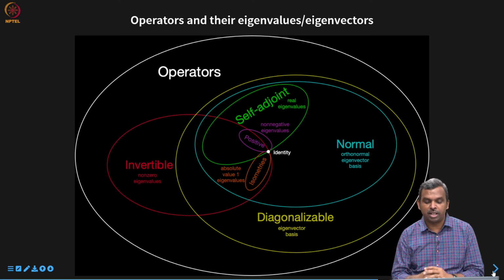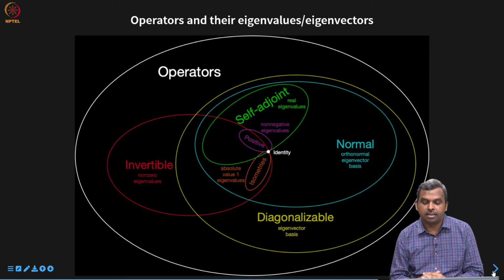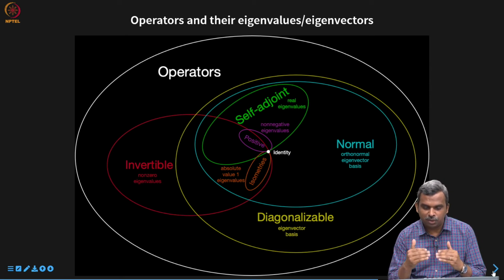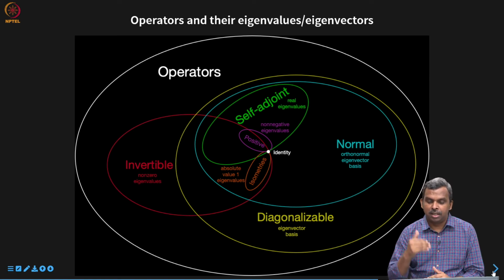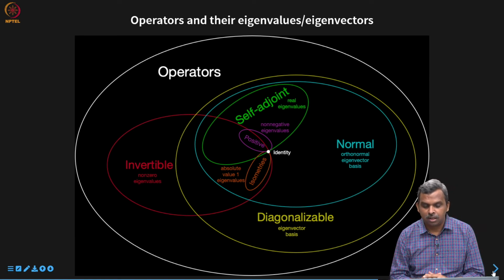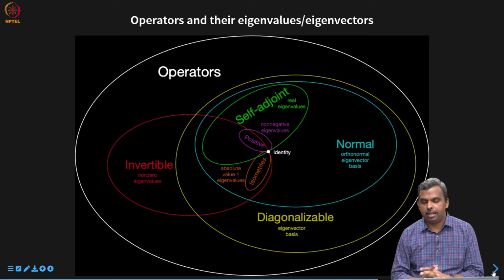So this picture tells you how eigenvectors and eigenvalues are used to nicely classify these various types of operators in relation to their adjoint, and clearly you can see how the spectral theorem helps us really understand what is going on here. Okay, so that's a picture for operators and their eigenvalues, eigenvectors.